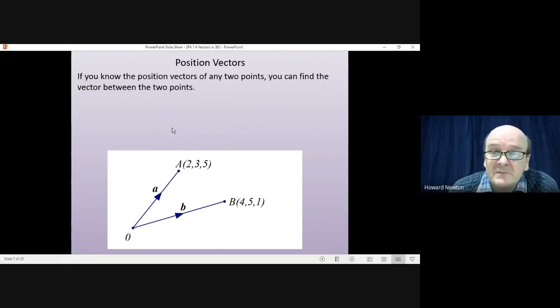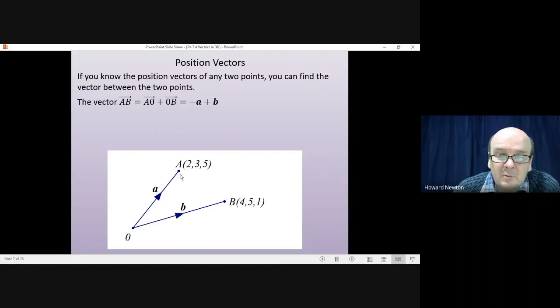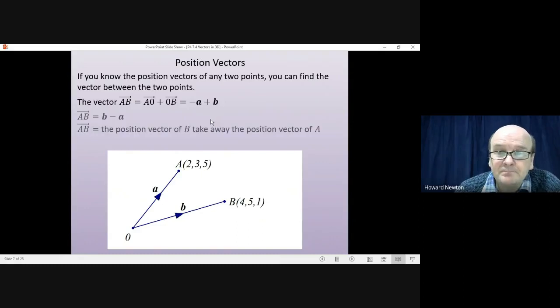If you know the position vector of any 2 points, then you can find the vector between those 2 points. So if we think about the vector between A and B, it would be AO plus OB, which is minus a plus b, or b minus a. And that always works as long as you know the position vector of the 2 points. So the vector AB is equal to the position vector of B, take away the position vector of A. This is extremely important in work on vectors. It gets used all of the time. The vector AB is equal to b minus a.